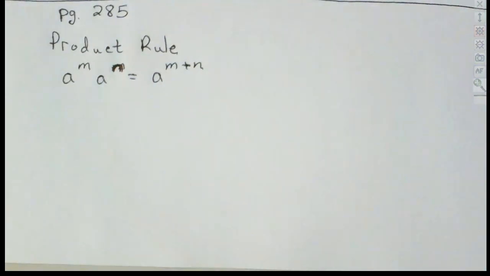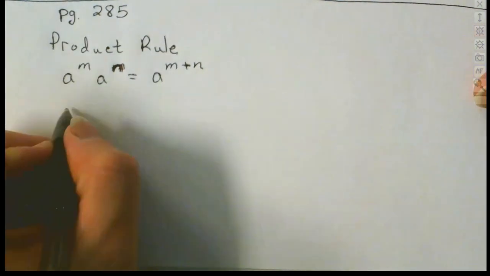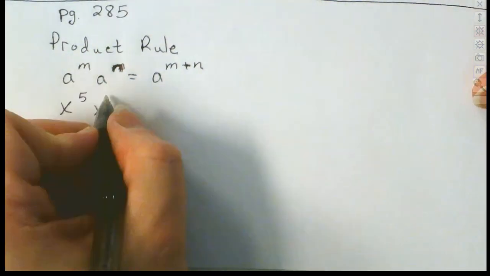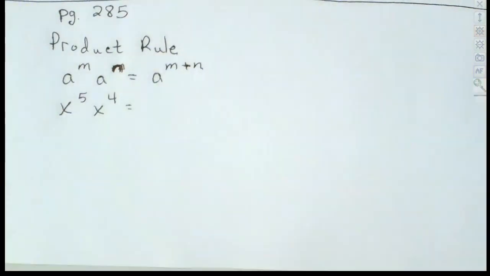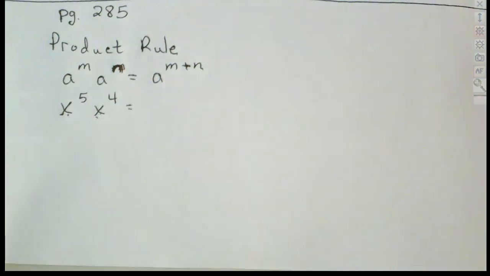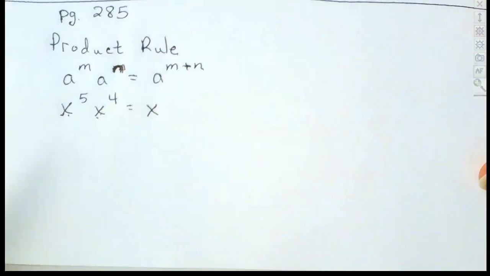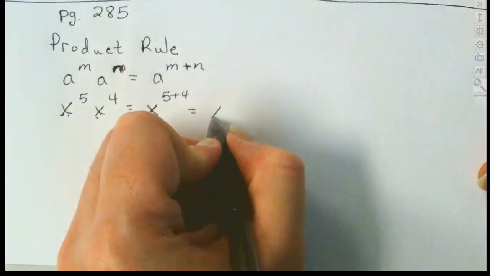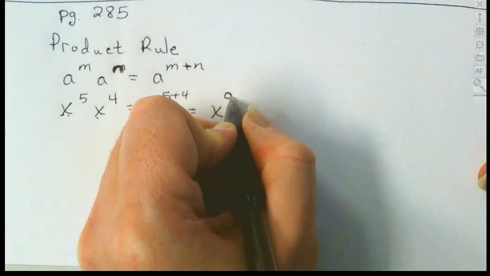Now, let's look at a couple of these. We're going to do 2 examples of each one. How would we work with x to the 5th times x to the 4th? Well, first off, what we do is we look at our bases. They have to have the same bases. Our bases in this case are both base x. So the x is going to come out. And then they have the same bases, so the exponents add together. And that's 5 plus 4. So my final answer would then be x to the 9th power.